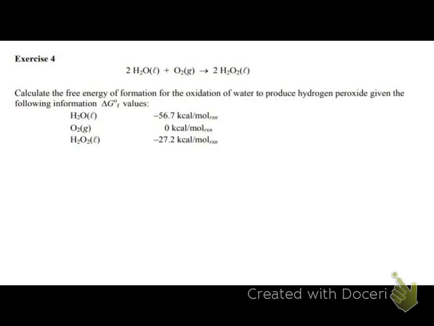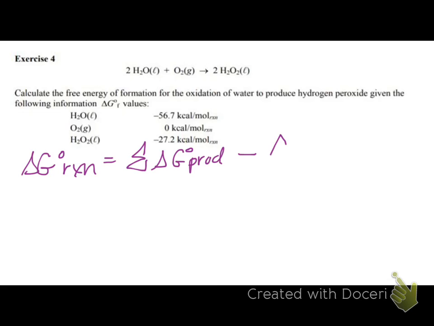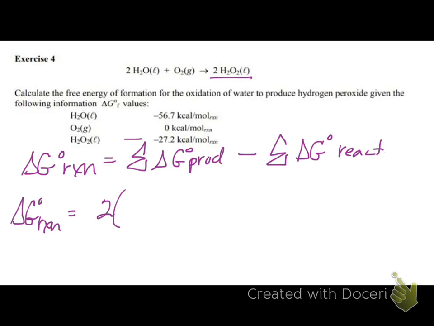We're going to use delta G reaction is equal to the summation of delta G products minus the summation of delta G reactants, just like we did for enthalpy. And so we'll start with our products. We've got the H2O2, so delta G reaction is going to be equal to 2 times negative 27.2. Put the decimal in there. And of course this is kilocalories this time. It's a little bit different, still works the same. And then minus the reactants.